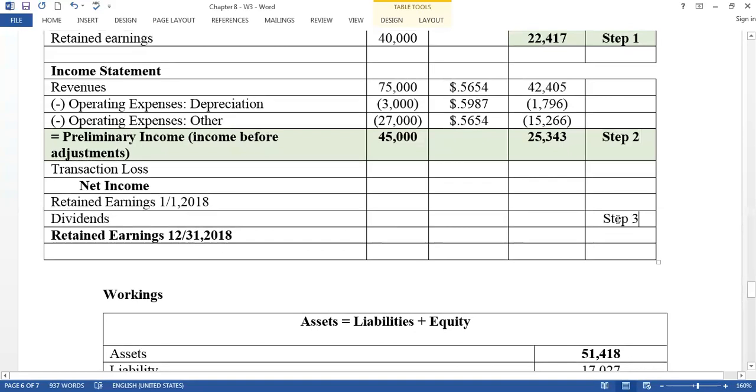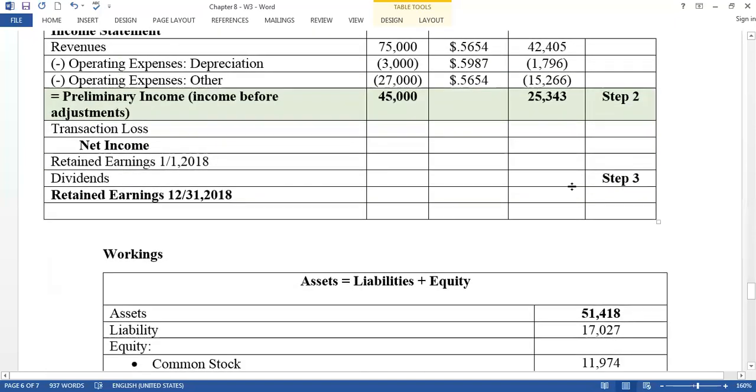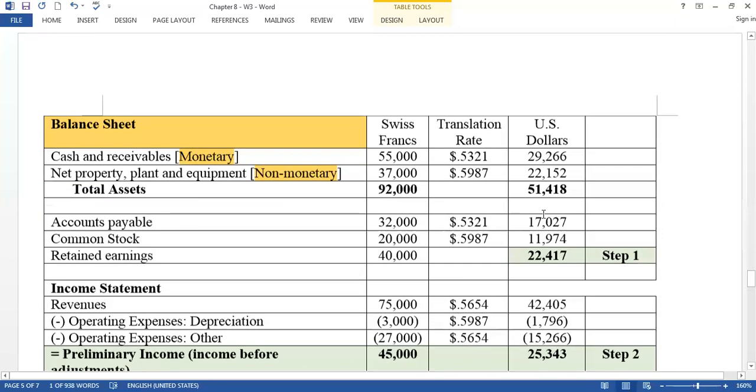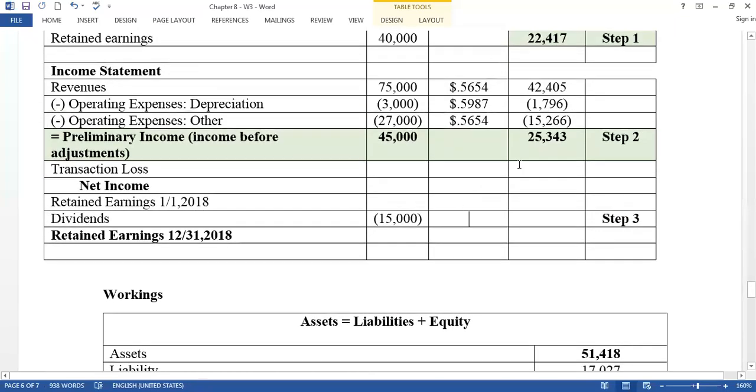In the exam, you no need to show me this step. This is for your reference. Next time when you prepare by yourself, you can easily understand. So this column, you no need to show me. So dividend is here. So dividend amount is $15,000, and we know that dividend is the minus sign always. And the dividend declaration rate is here. And the amount is 8715. So step three done, okay?